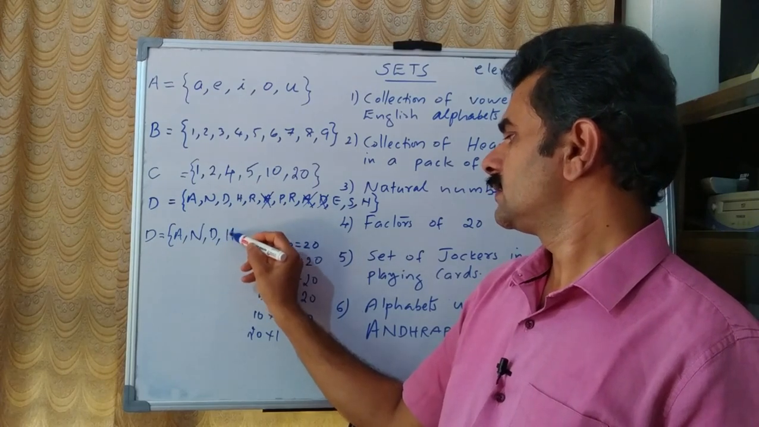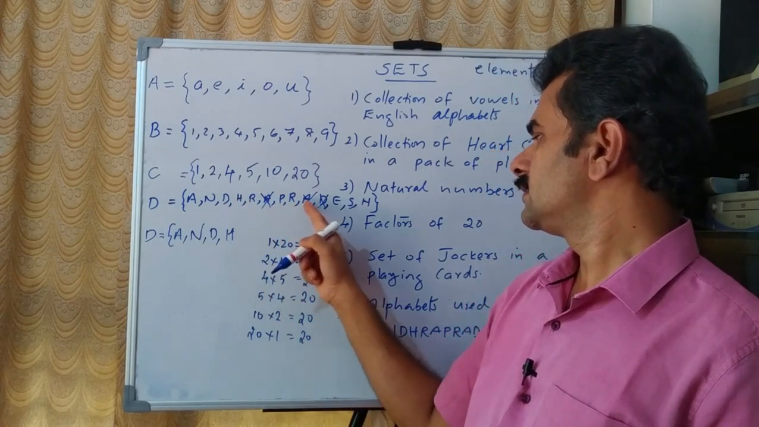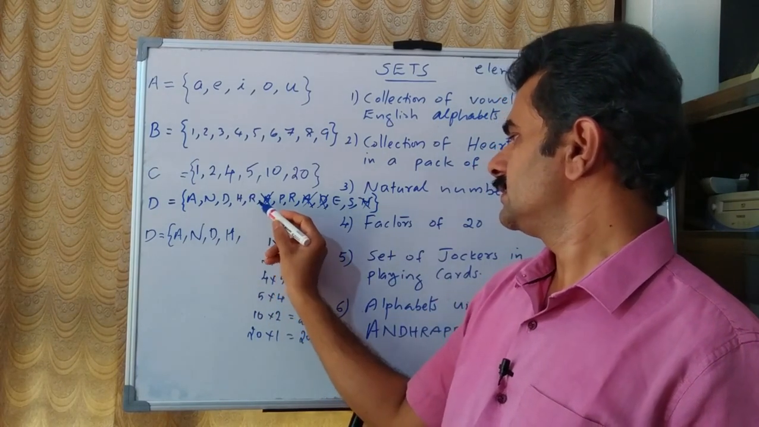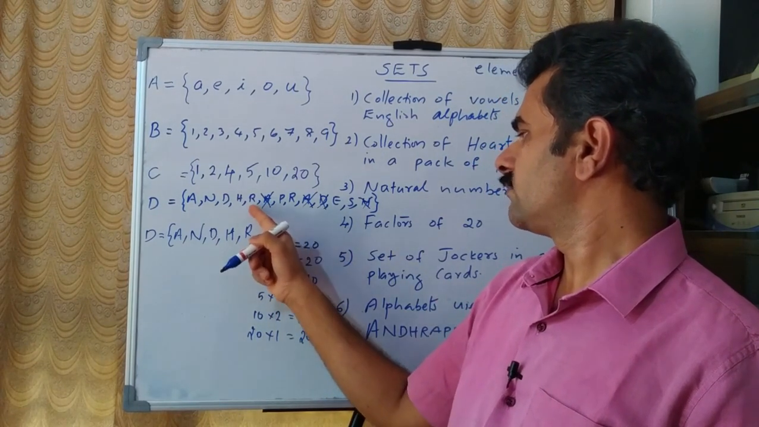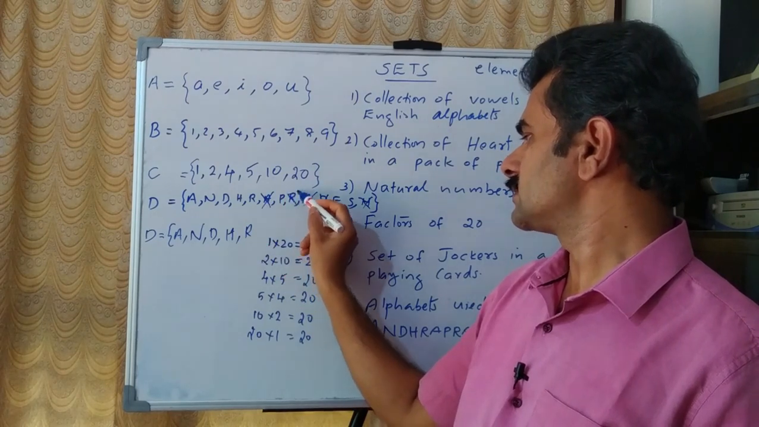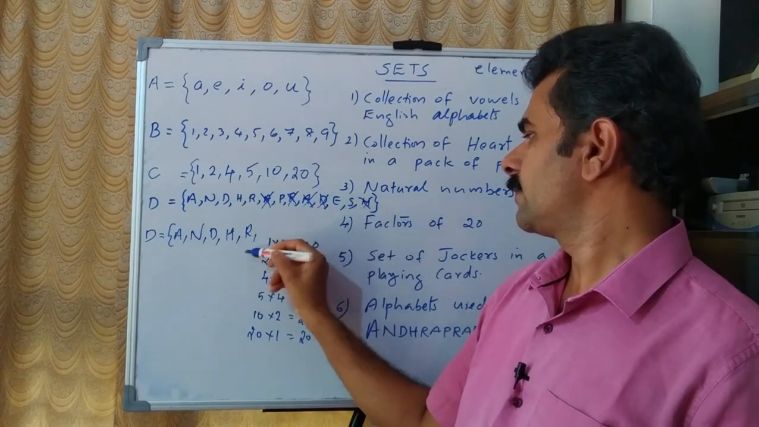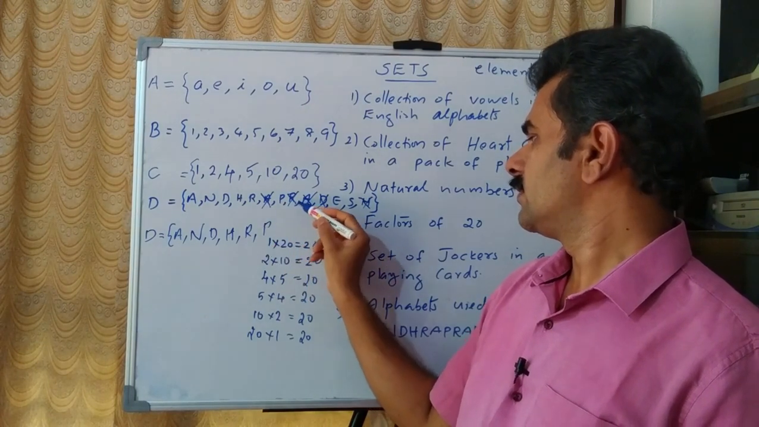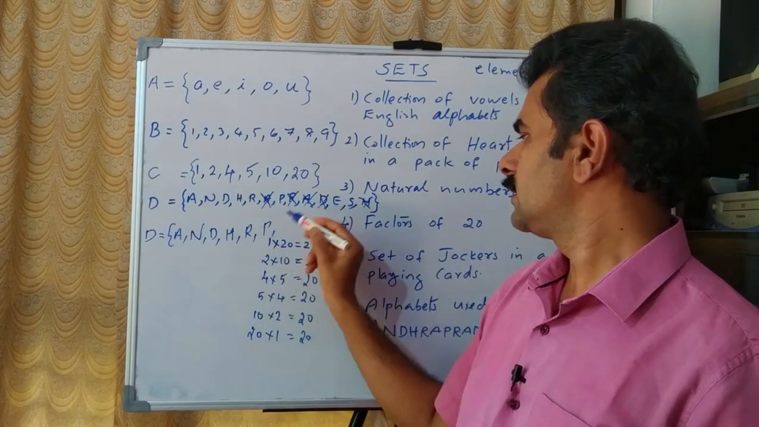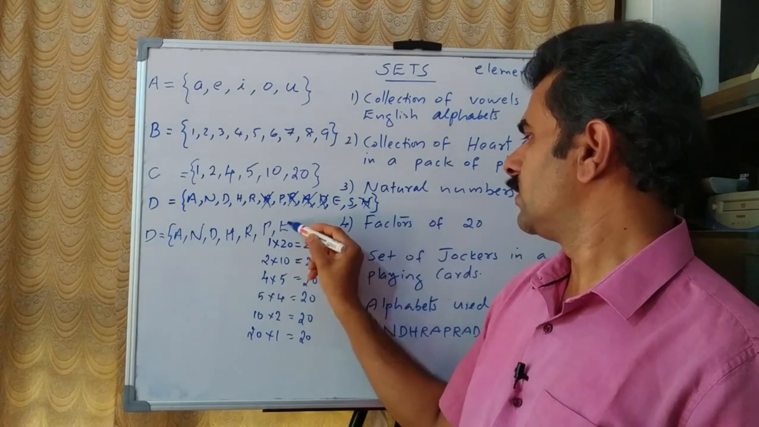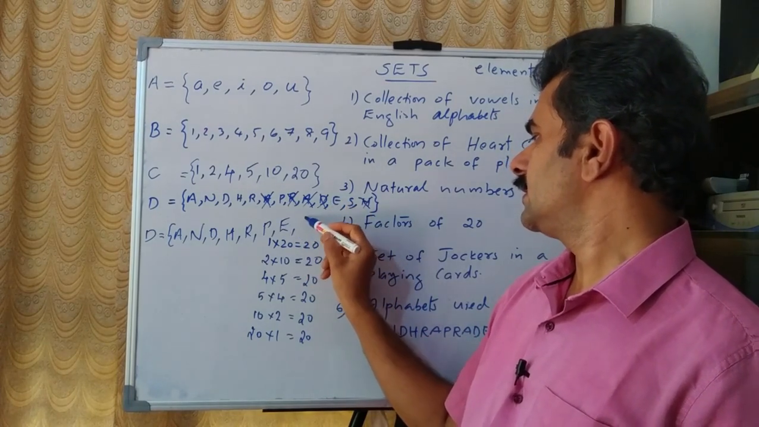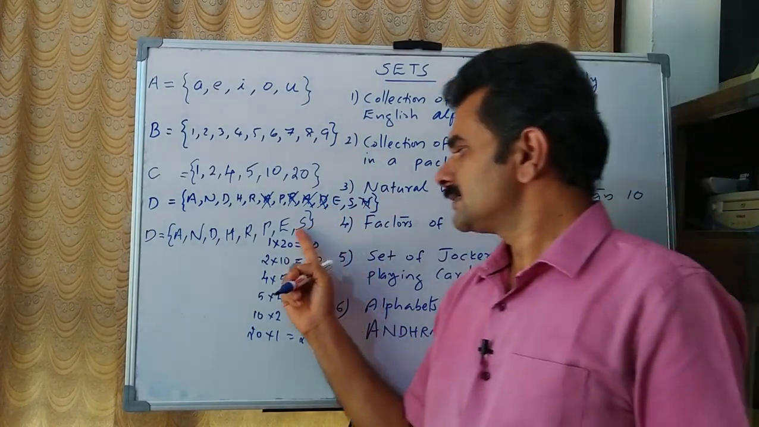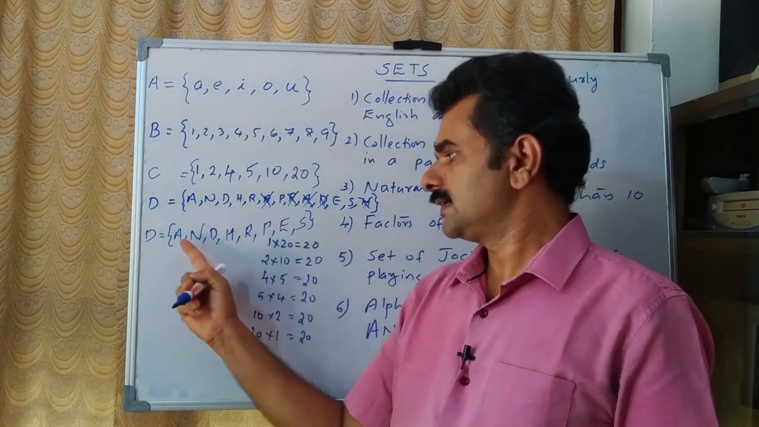H, another H. Yes, this H is not taken. H, then R. We are searching for further R. This R is not needed. Okay, R. Then P. No other P. Then what? E. No other E. Then S. Okay. So this is a set.